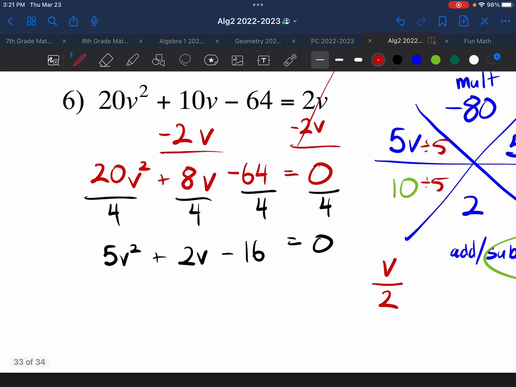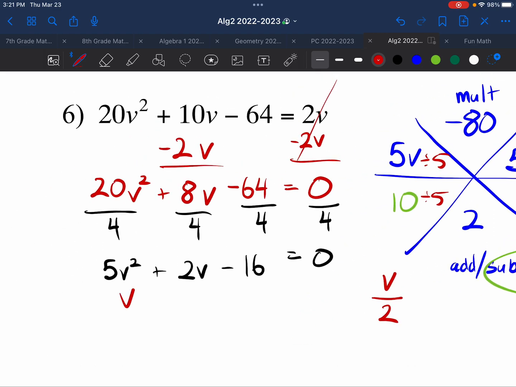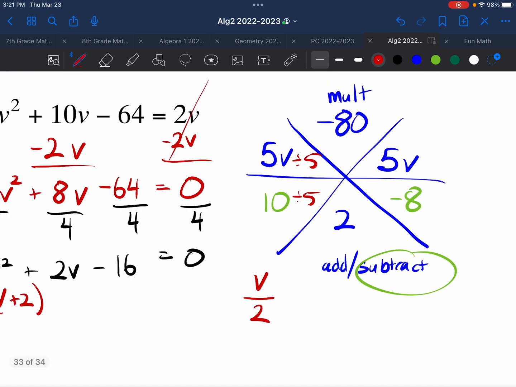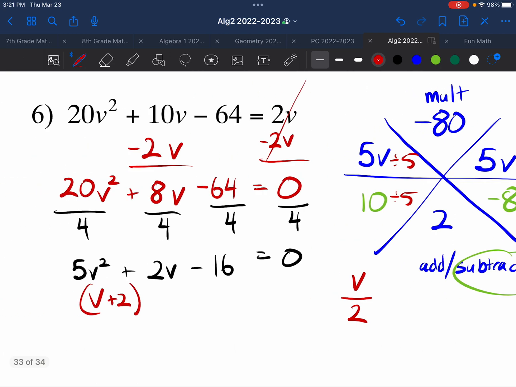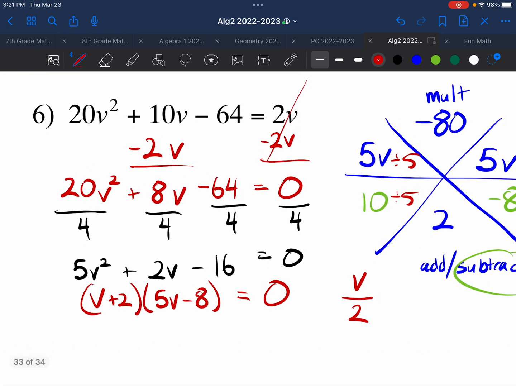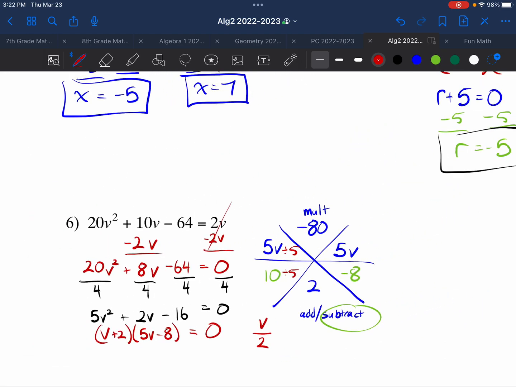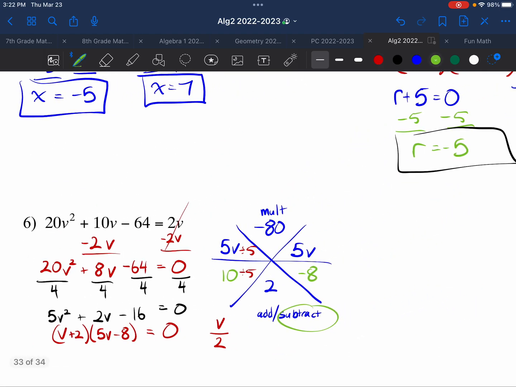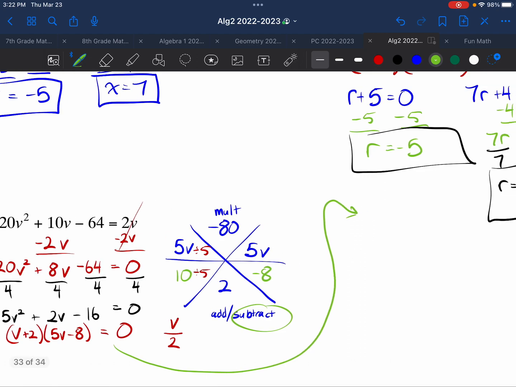So that means I'm ready to say that this is v plus 2. I'm going to get the sign correct this time. And the other one was a 5v minus 8, and that's going to be set equal to 0. Again, we're not done yet because I need to actually solve this thing. I'm running out of room, and I'm guessing that you guys are probably running out of room by now too, so I'm going to go ahead and do my work up here.